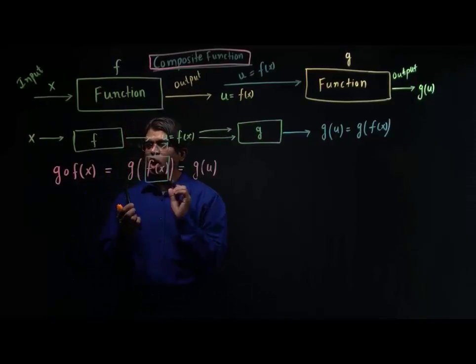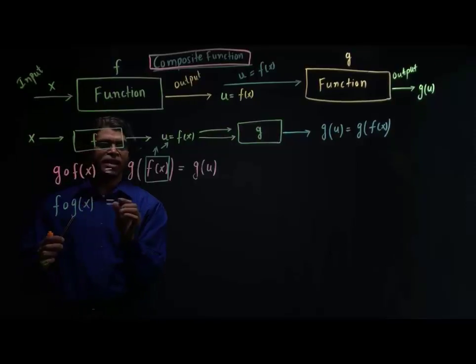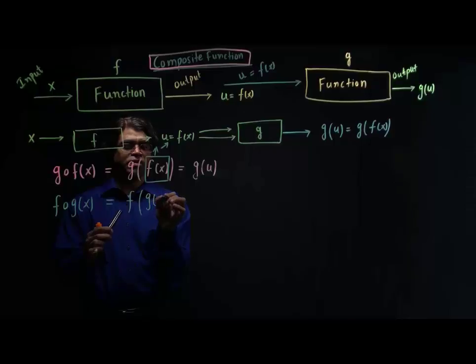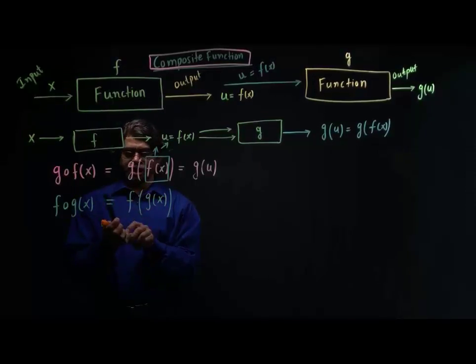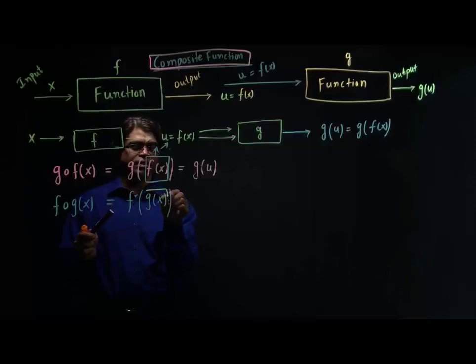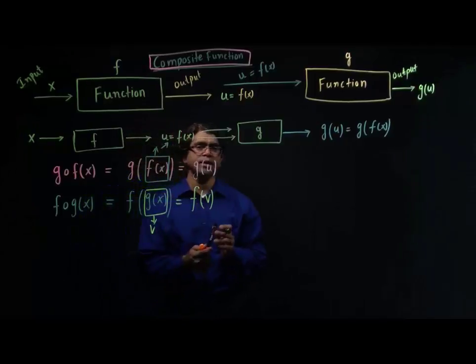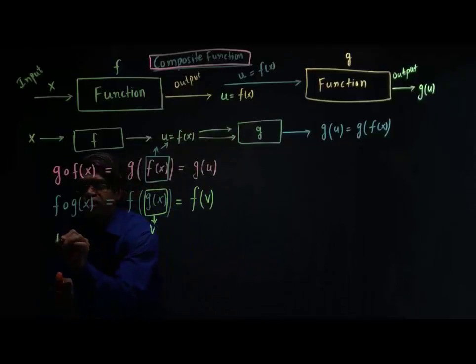But we can also find f of g of x, and if we find that, we will write it as f of g of x, and we can consider that g of x as v, so we can write that as f of v. Alright? Now, let's consider an example.